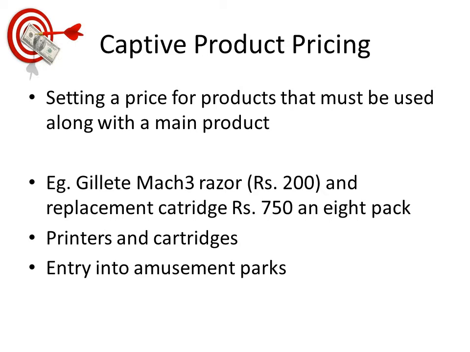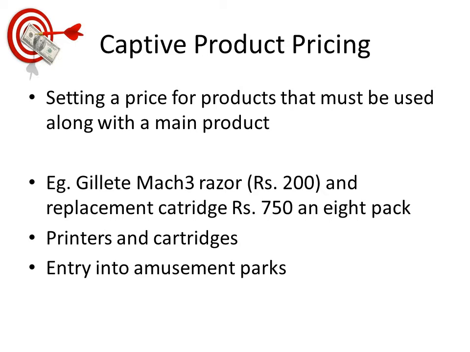We next come to captive product pricing. Now, a shaving set is a typical example where the Gillette Mach 3 razor costs $200 and the subsequent pack, the replacement cartridges, come in an 8-pack which costs $750. So once the consumer invests in the main product, then he keeps buying the replacement cartridges, and therefore that's why we say that the customer is kept captive, right?